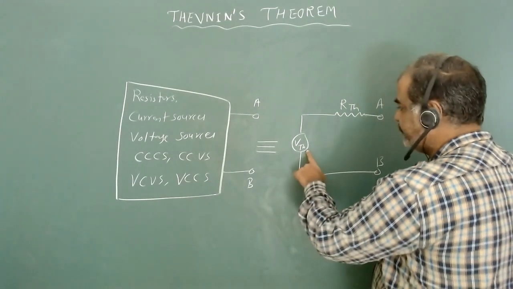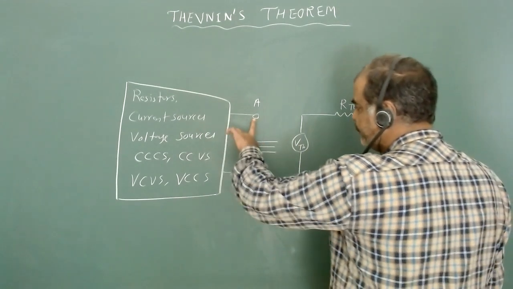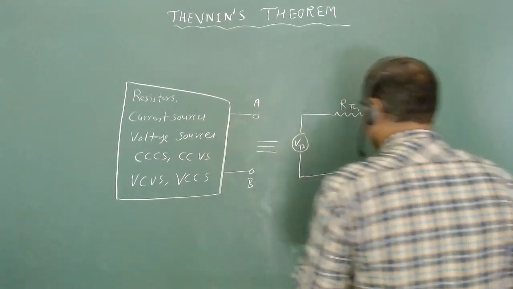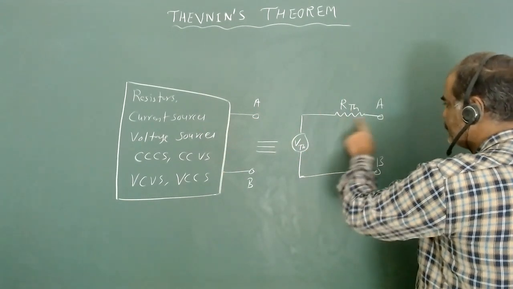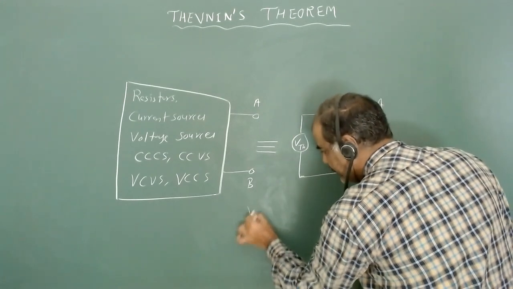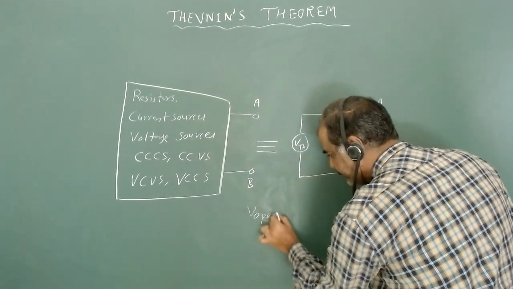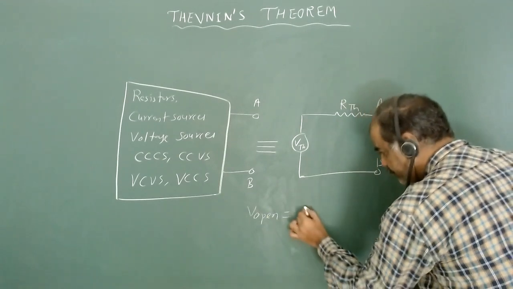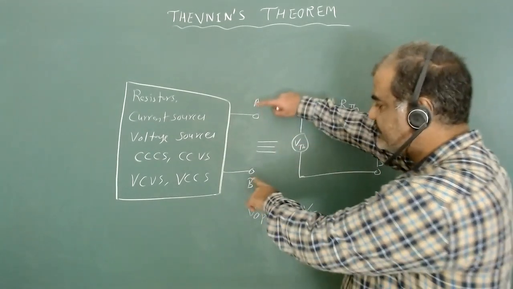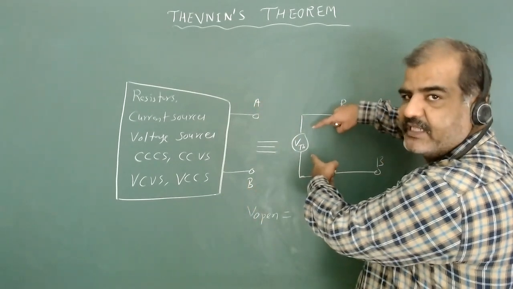So now, how to measure V Thevenin? Suppose I want to measure V open here. Since both these circuits are equivalent, and in this circuit the terminals are open, there is no current. That means V open is equal to V Thevenin. So whatever V open we measure here will be equal to our V Thevenin voltage.